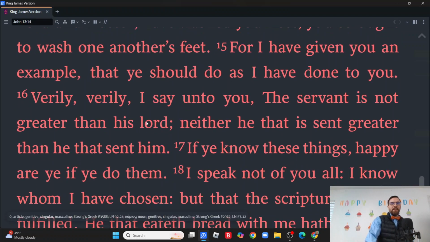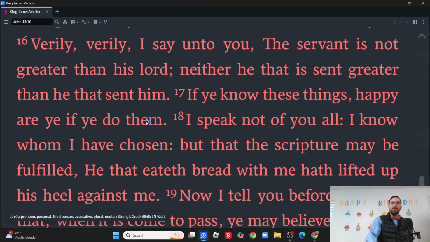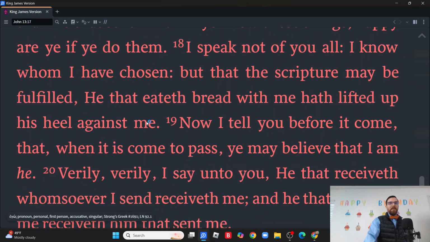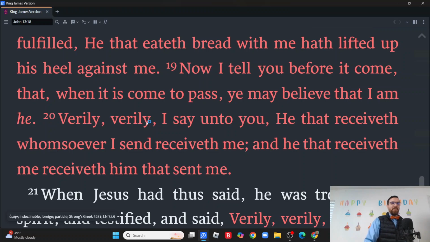Verily, verily, I say unto you, the servant is not greater than his Lord, neither he that is sent greater than he that sent him. If ye know these things, happy are ye if ye do them. I speak not of you all. I know whom I have chosen. But that the scripture may be fulfilled, he that eateth bread with me hath lifted up his heel against me.